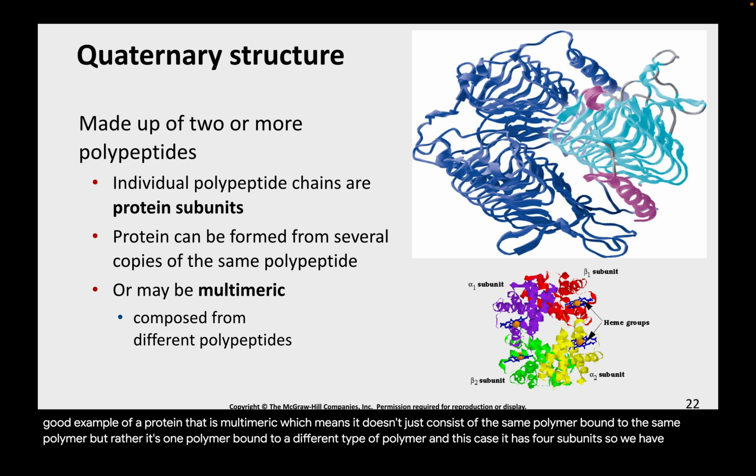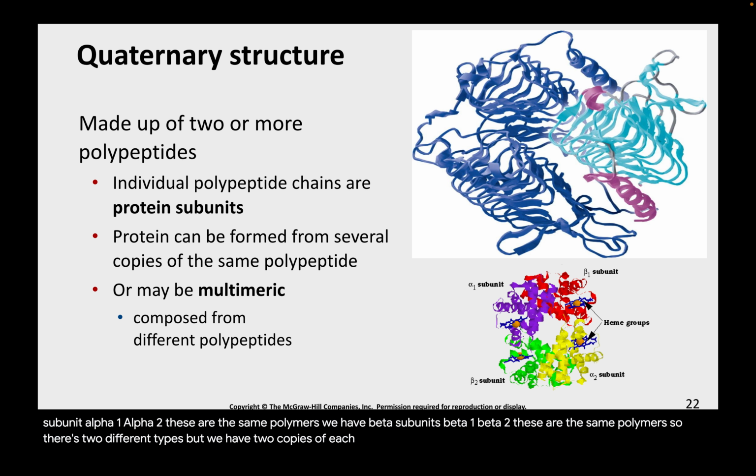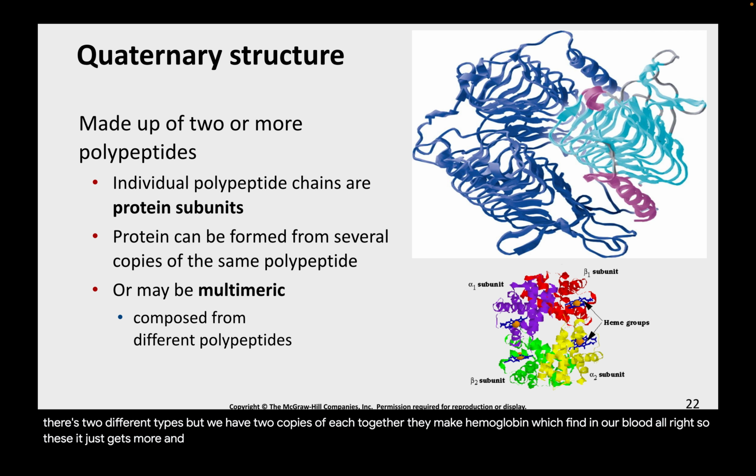So we have an alpha subunit, alpha 1, alpha 2. These are the same polymers. We have beta subunits, beta 1, beta 2. These are the same polymers. So there's 2 different types, but we have 2 copies of each. Together, they make hemoglobin, which we can find in our blood. All right, so it just gets more and more and more complex. Think about we're building upon each other.